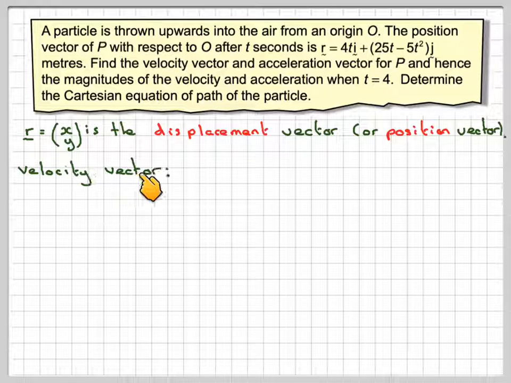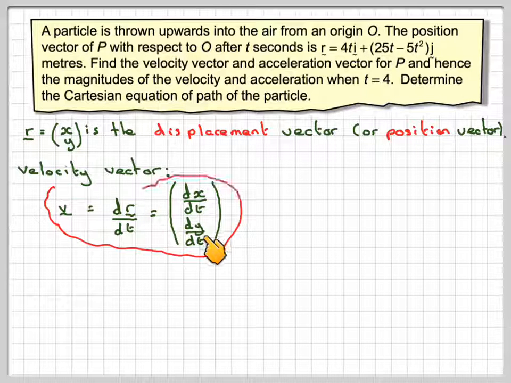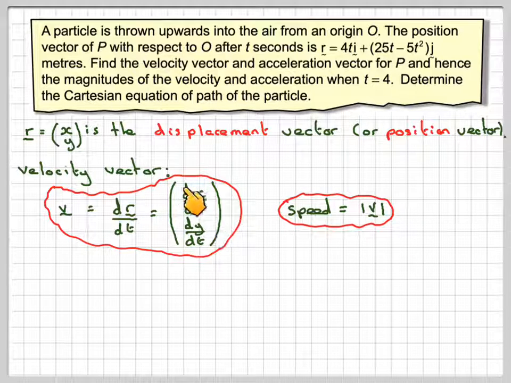The velocity vector we can get by differentiating r, the r vector, with respect to time, and then you can differentiate the components with respect to time to get the components. So dx/dt, dy/dt. If you want the speed, then all we need to do is find the magnitude of this vector.